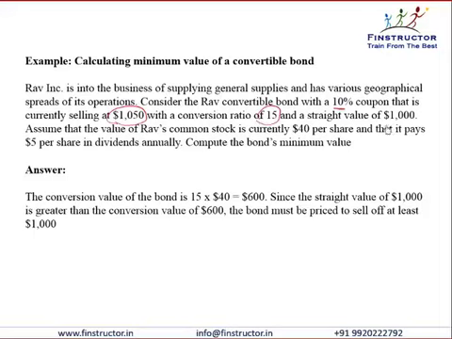15 and a straight value of $1,000. That is, if we valued it just like a regular bond, it would be $1,000. This $50 probably is coming from the option of equity that this bond has. Assume that the value of RAV's common stock is currently $40 per share and that it pays $5 per share in dividends annually. Compute the bond's minimum value. What is the minimum price at which this bond will trade?